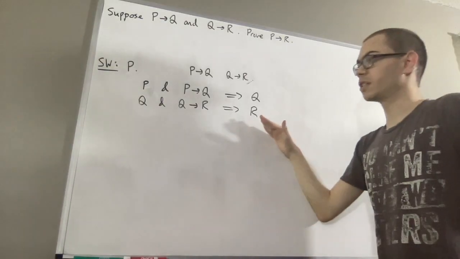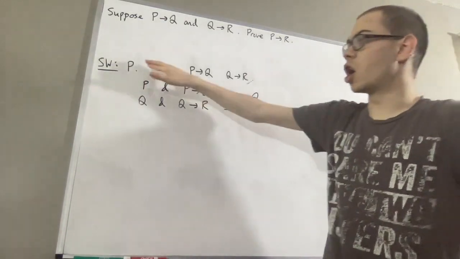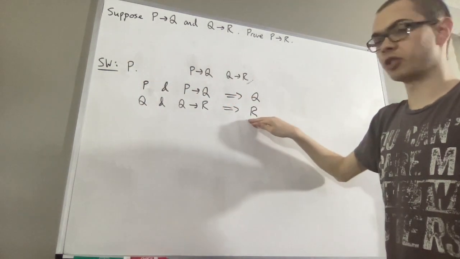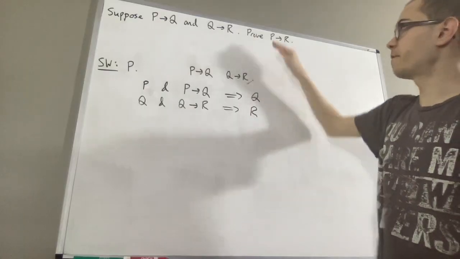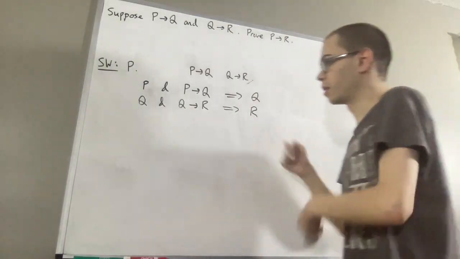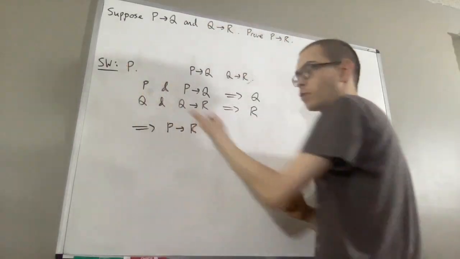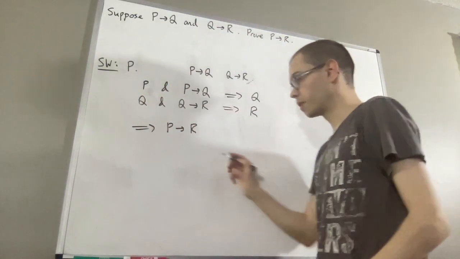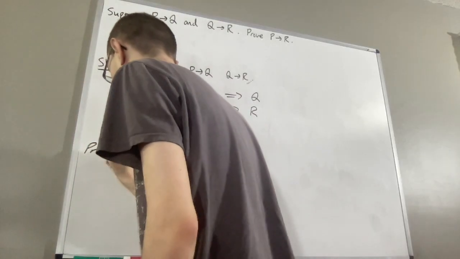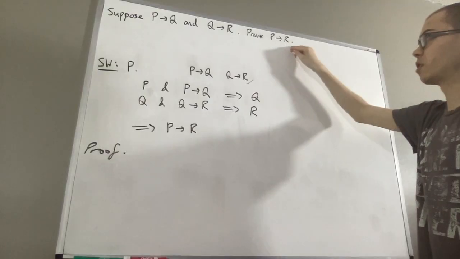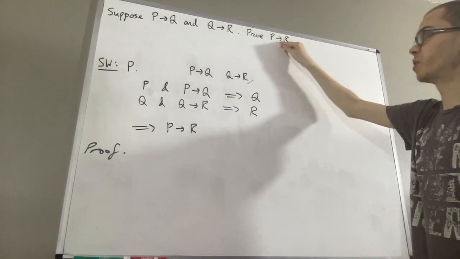So what we've done here is, we have proven, under the assumption that P is true, we can logically deduce that R is true. So we've proven, if P is true, then R is true. As you can see, we have a proof. So, let's get into writing it up. We're trying to prove if P is true, then R is true.